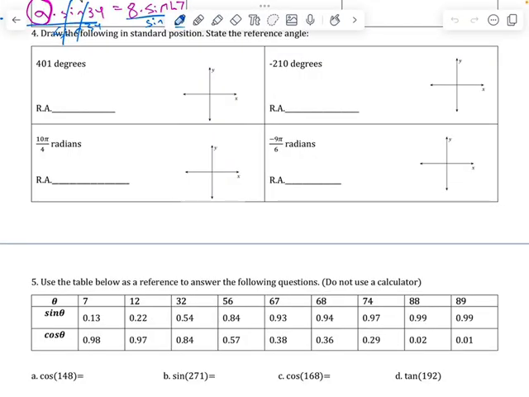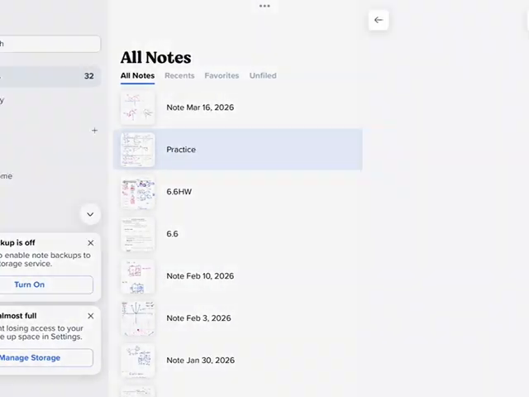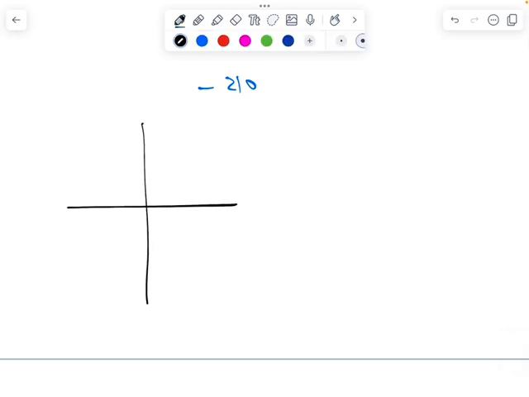This one right here, let's do negative 210. So if we do negative 210, let's draw our axes out. Negative rotation is this way. This is negative 180, so I have to keep going 30 beyond that. Okay, so this is negative 210 degrees.